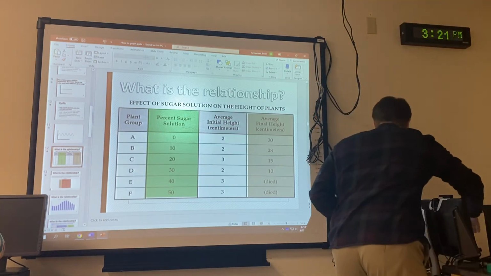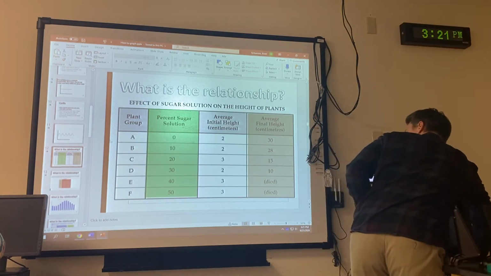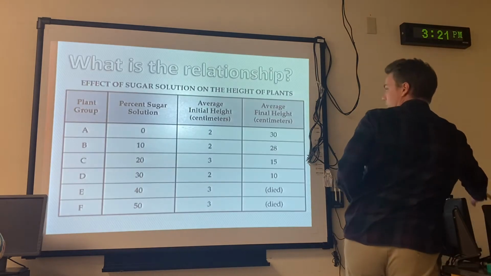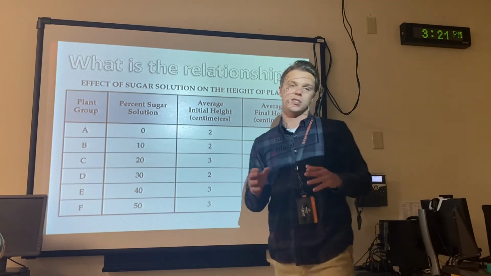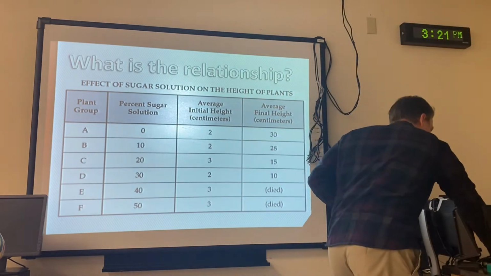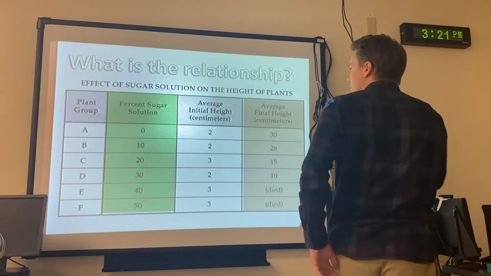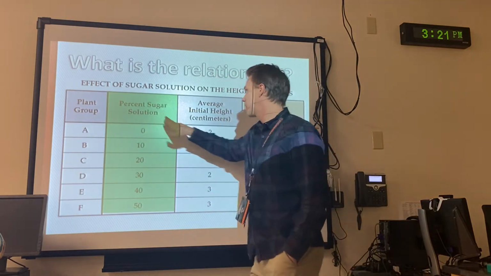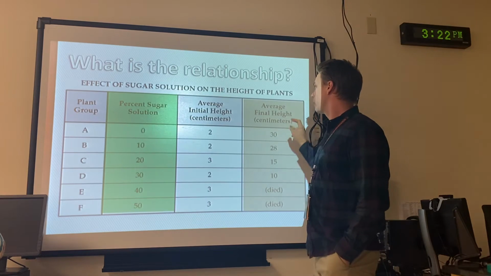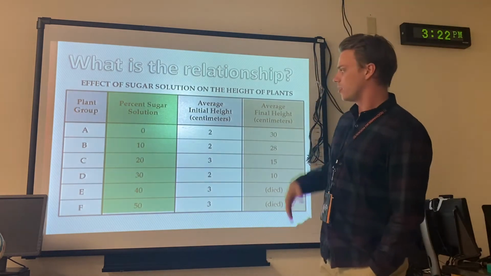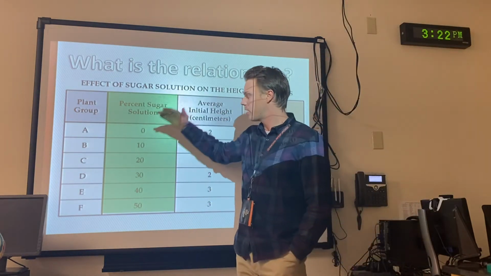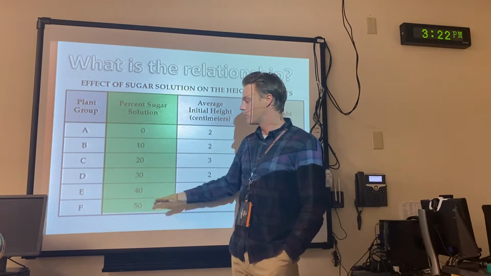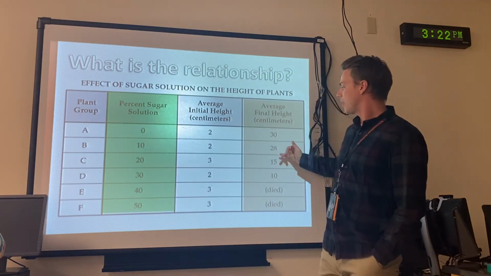All right, now that we understand how to state relationships, or even what stating a relationship is, let's look at some real examples of relationships in science. What is the relationship between percent sugar solution and average final height of a plant? What they're saying is, if they keep on giving more and more sugar and water to a plant, what happens to its height?